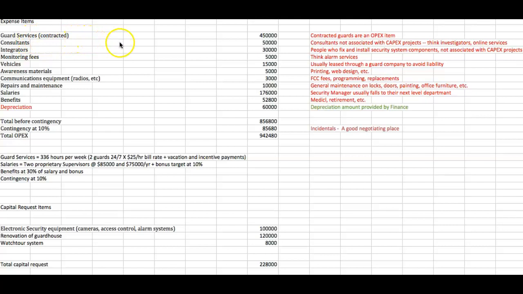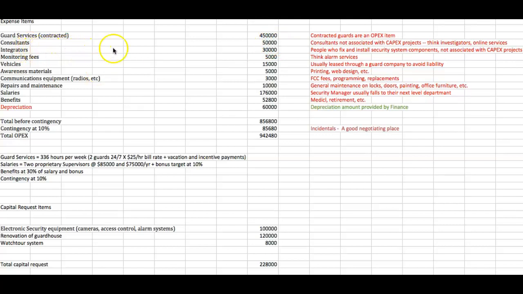Okay, I'm going to hire some consultants. They aren't associated to a particular capital project. These are just consultants like I may need to hire a private investigator to do some things for me. I want to hire somebody to do some training for my guards or for my employees, right? Those types of things, $50,000 OpEx.